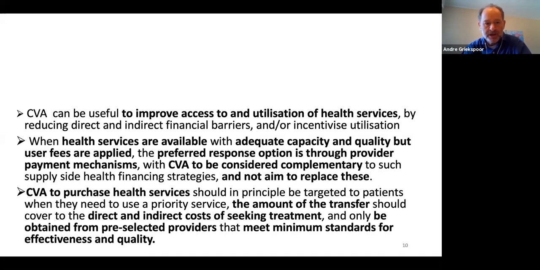But when we do use cash and voucher assistance to purchase health services, the best would be to target this to patients when they are in need of a priority service, and that the amount of the transfer should cover either the direct and or indirect or both cost for seeking that treatment, and that patients should only obtain those services from pre-selected providers that can meet minimum standards for effectiveness and quality. Next slide.